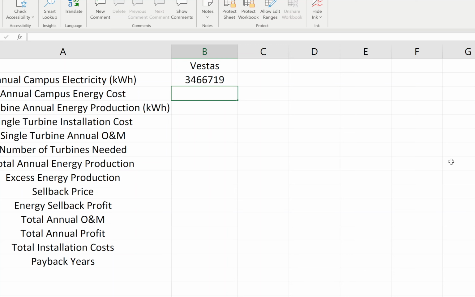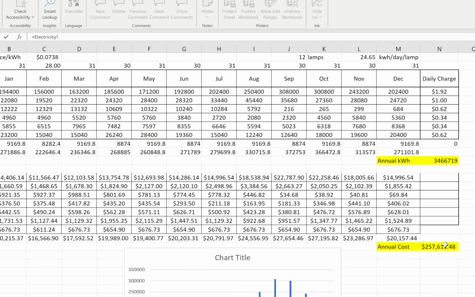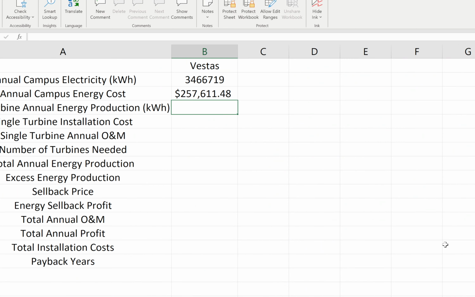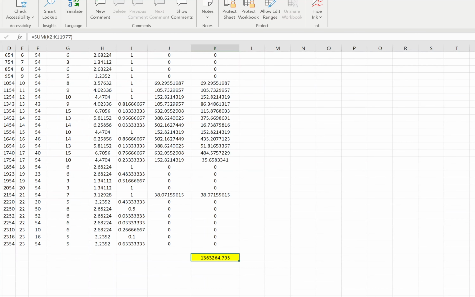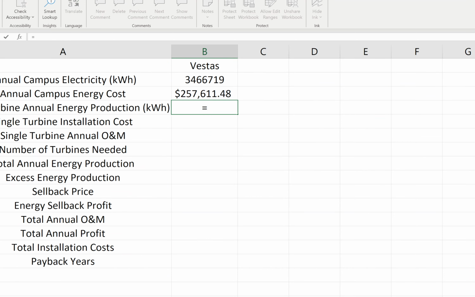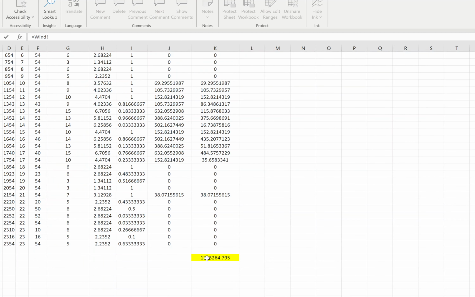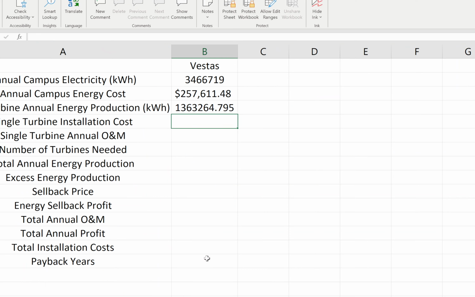Okay. And then how much cost is that? Well, I'll come over and grab the cost now, which is about $250,000. We did that in part one. Now you can see I'm doing this for Vestas. You have two other columns that you'll include on this. But for the Vestas, I will grab the amount of a single turbine. That's what we calculated over here. So I'll go equal, and then I'll grab this one over here. That's how much energy a single turbine can produce.